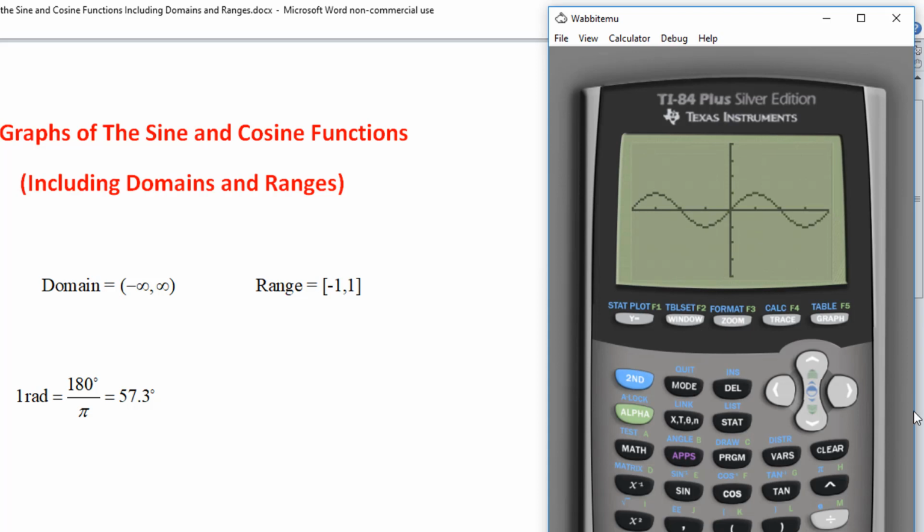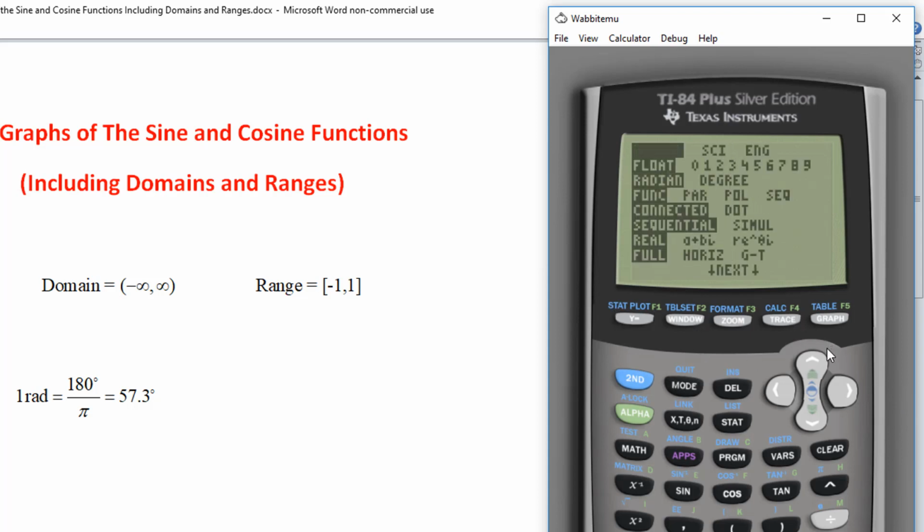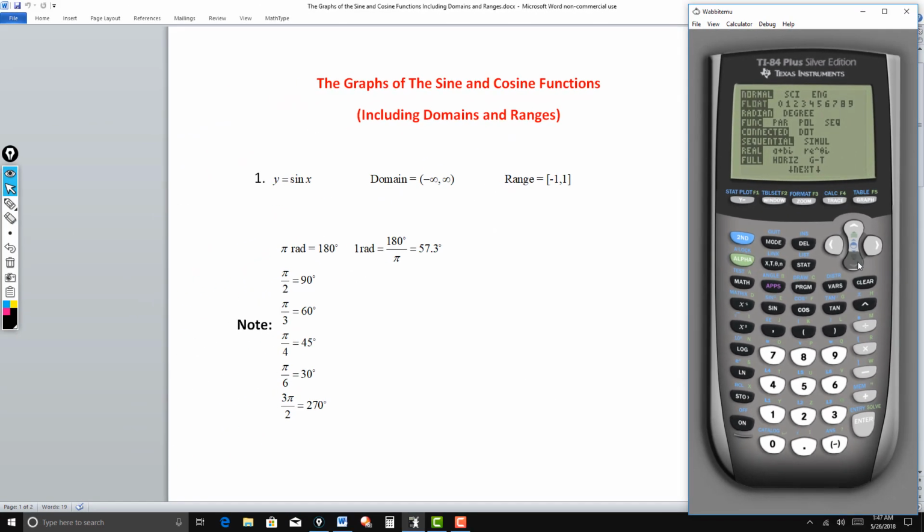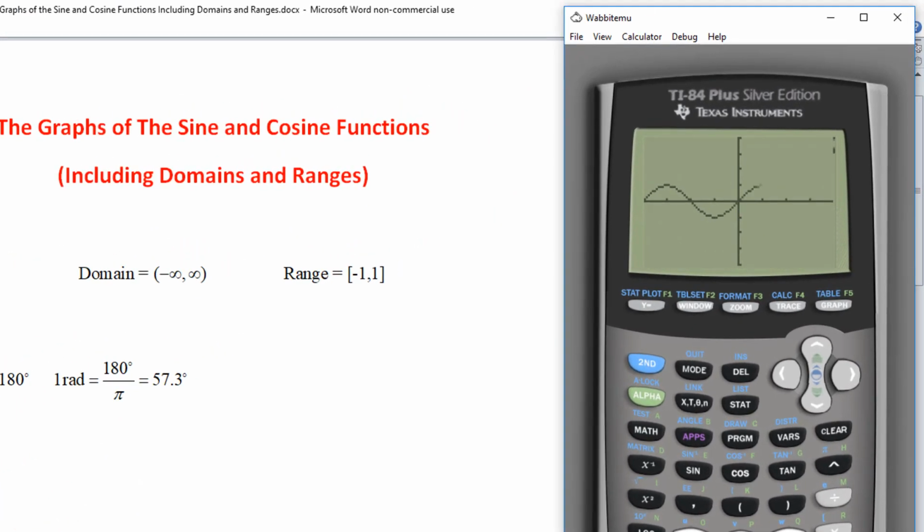Okay? But I'm going to go ahead and put this to degrees. We know the relationship right here between radian and degree. So let me put this on degrees. Hit enter here, and then graph. Okay, now this one doesn't come out. So again, I'll go to zoom 7, and there it is.